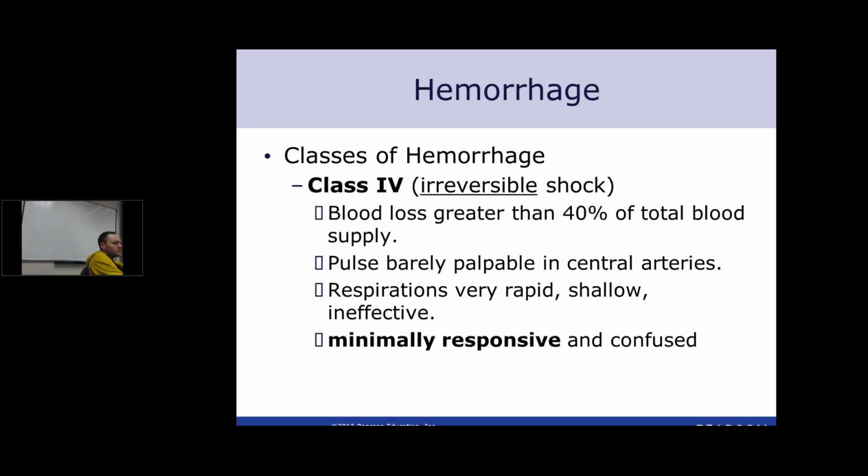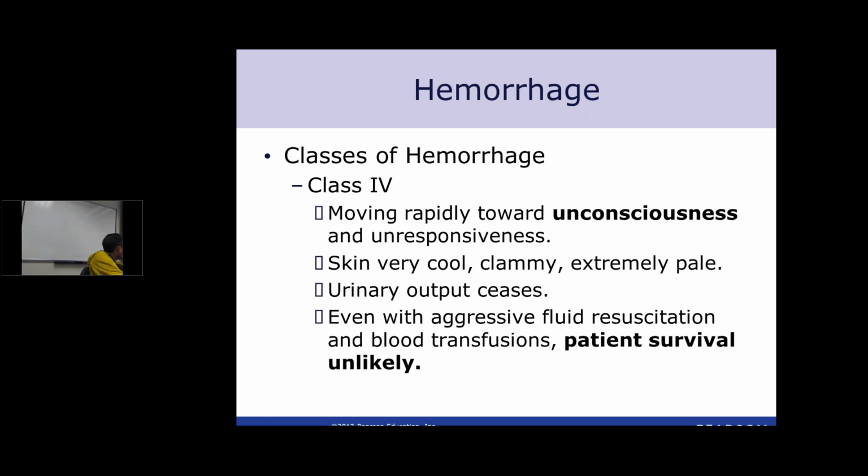Class 4, this is too much blood loss, and they're minimally responsive, confused. Generally, they're comatose. You don't see very many Class 4 people still awake. Moving rapidly towards unconsciousness, it's probably because I didn't recognize that patient was Class 4 until they were already comatose. But patient survival after the 2 liters is unlikely.